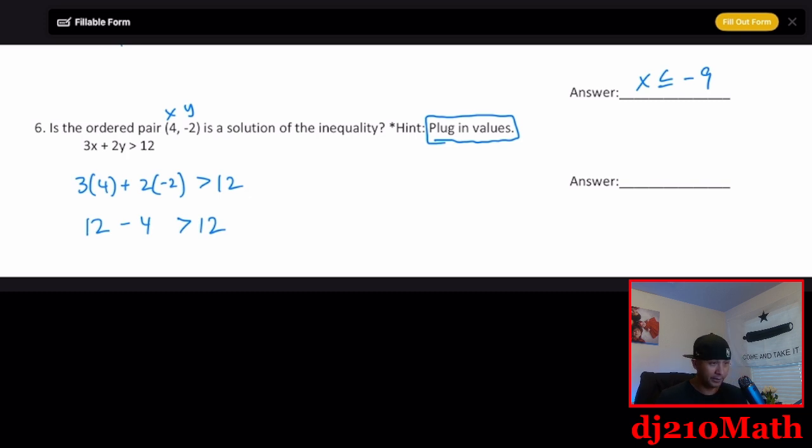So 12 take away something. 12 take away 4 is 8. Is 8 greater than 12? That's the question. It's false. So that means 4, negative 2 is not a solution. So is it a solution? No, it is not.